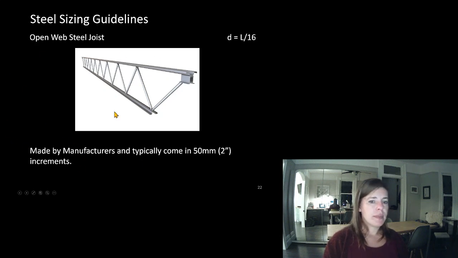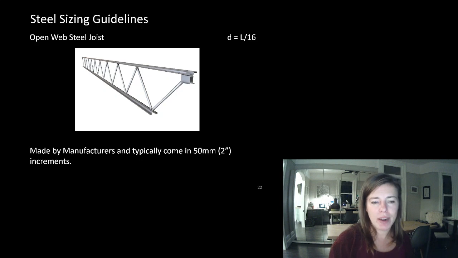You've all seen them. You might not know what it's called, but this is typically what an open web steel joist looks like. We have a top chord and a bottom chord, and we have our web elements. We now know that if we knew what the load on this was, we could figure out the internal axial loads on all of these members. But we're not going to do that. We're now trying to talk about sizing guidelines.